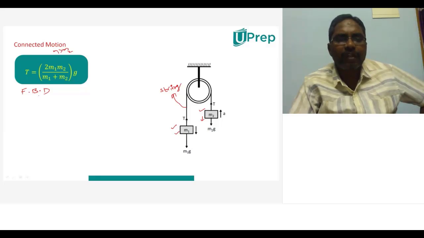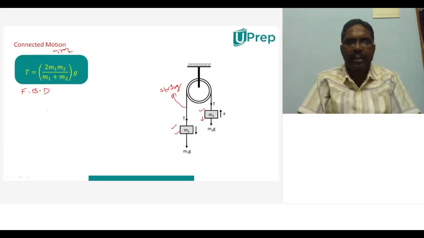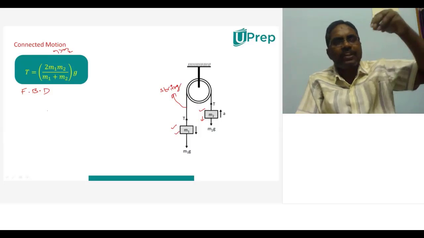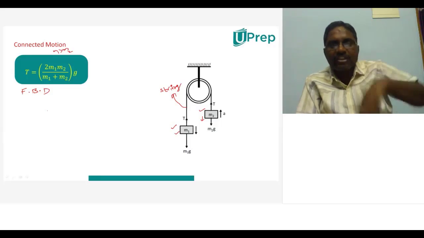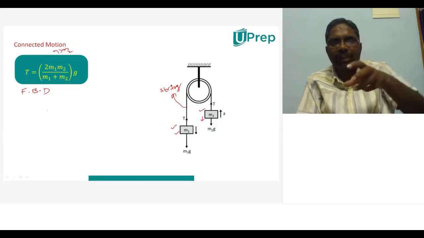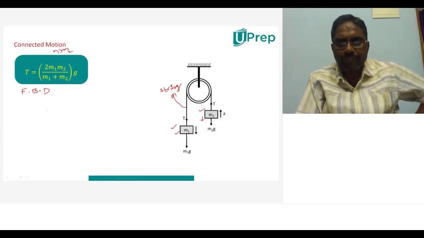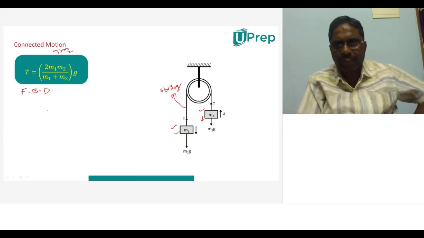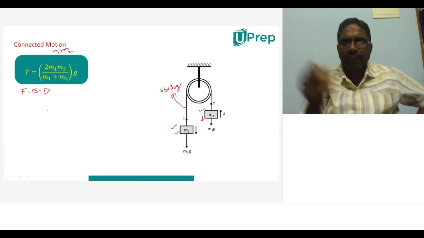Free body diagram. Free body diagram means we say how many forces are acting on that particular object and in which direction they are acting. That will be known by drawing what? Free body diagram. And whatever diagram is there in your slide, that is also a type of free body diagram.